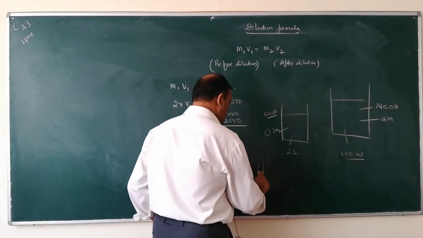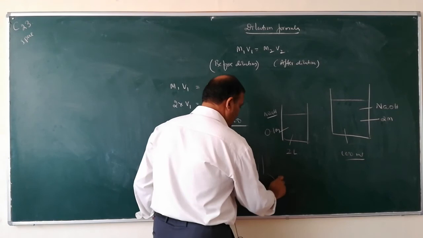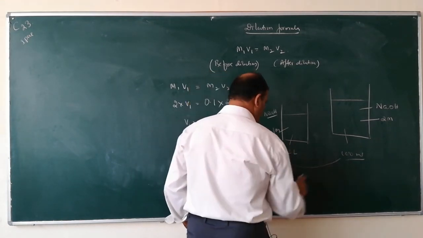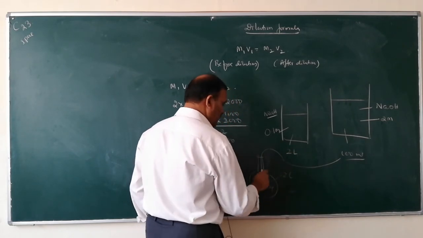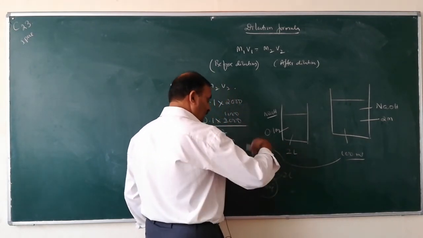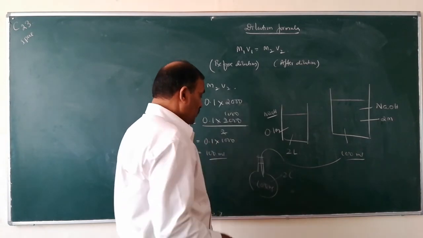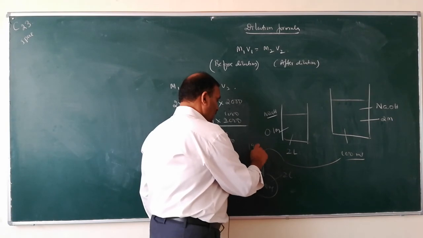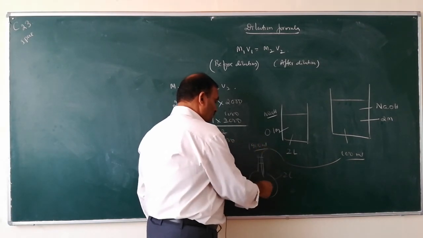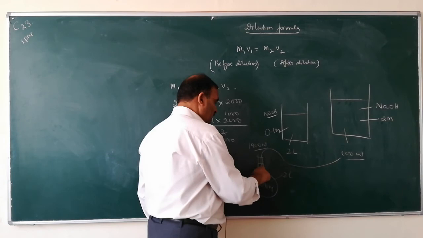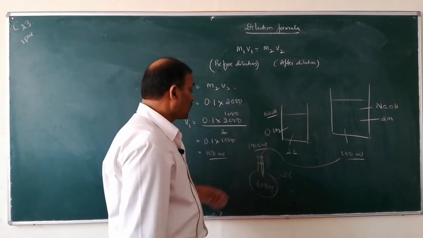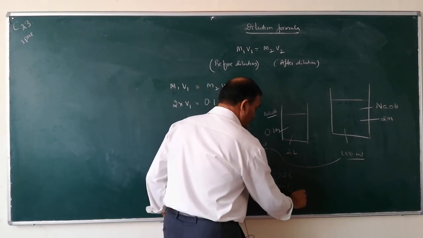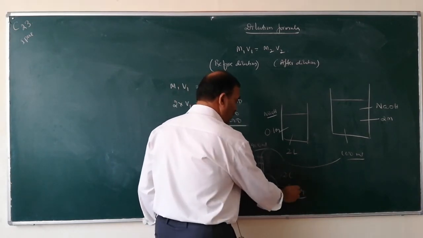So you have to take this measuring flask, whose capacity is 2 liters. Put 100 ml of this solution, up to this mark. Then add about 1900 ml of water, so that the total volume of the solution is equal to 2000 ml. Then the concentration of this solution is 0.1 molar.